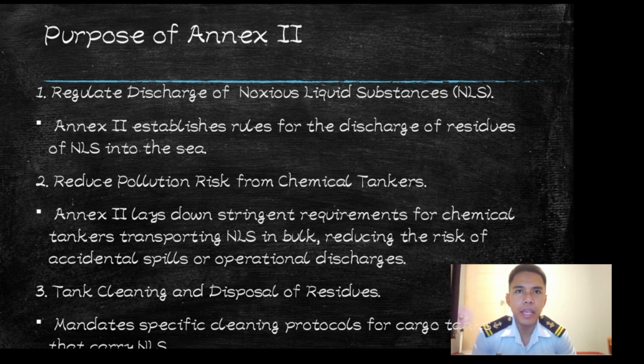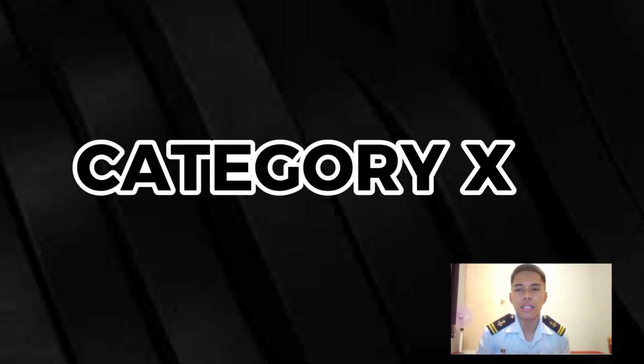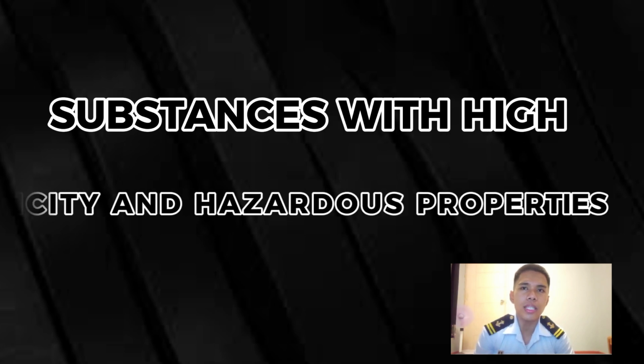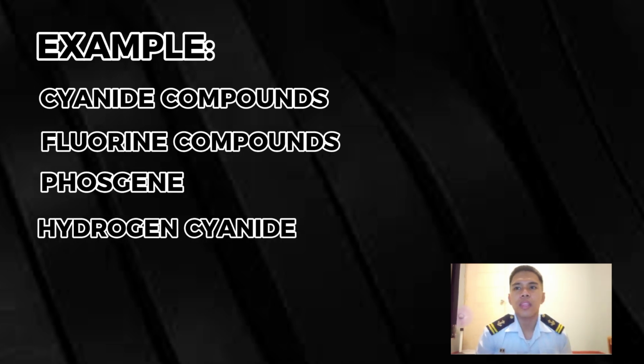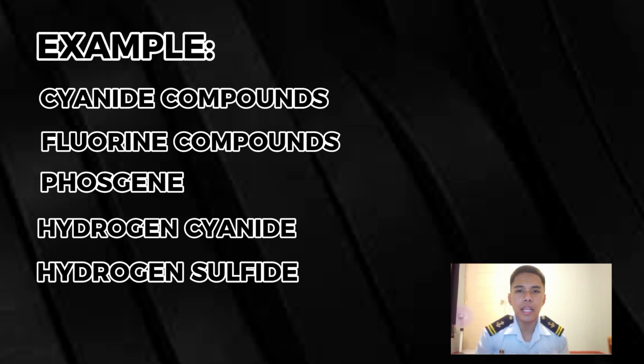Marpol 73/78 Annex 2 regulates the discharge of NLS, categorizing them into four categories: category X, Y, Z, and other substances, based on their potential harm. So, let's start with category X. Category X: substances with high toxicity and hazardous properties, for example cyanide compounds, chlorine compounds, phosgene, hydrogen cyanide, hydrogen sulfide. These substances are highly toxic, corrosive, or reactive, posing significant risk to human health, marine life, and the marine environment.